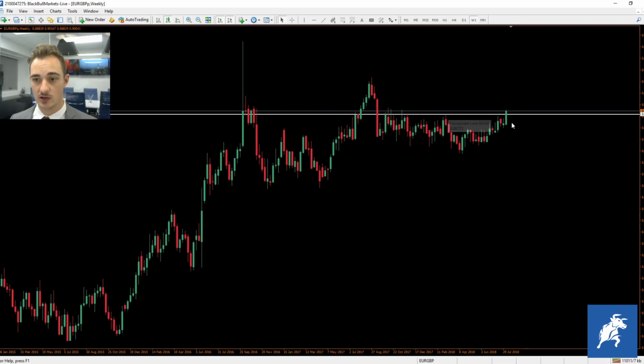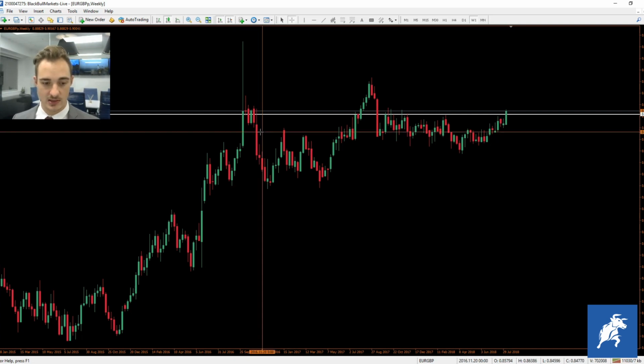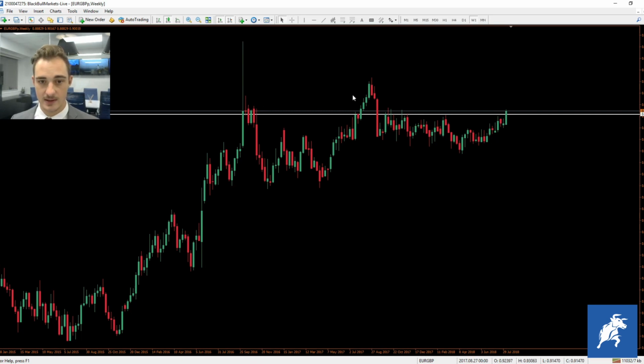I'm looking for a close above the 0.89729 level. Also, this has offered a previous support area. Even though it made that big wick, you can see it did offer previous support and resistance here in September of 2016, and then previous resistance levels in August 2017 and around February this year. And then there's another small resistance in July this year. So it has moved past it.